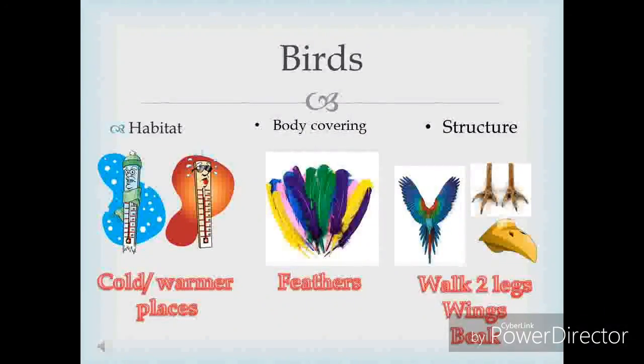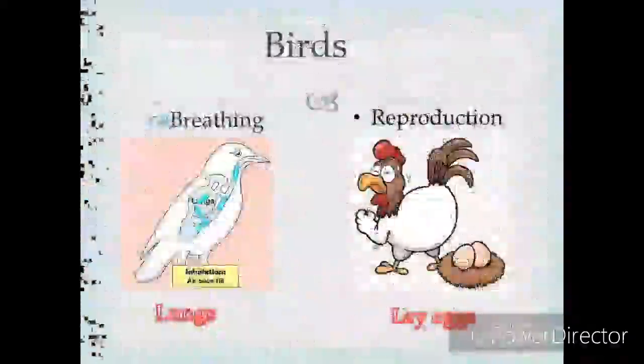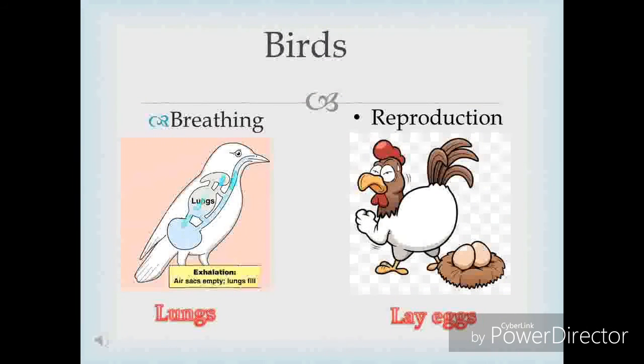The second group is the group of birds. Birds can live in cold and warmer places. What protects their body are the feathers, and the principal things about a bird is that they walk on two legs, they have wings, and one beak. As mammals, the birds breathe through their lungs, but in this case the way the birds reproduce themselves is laying eggs.